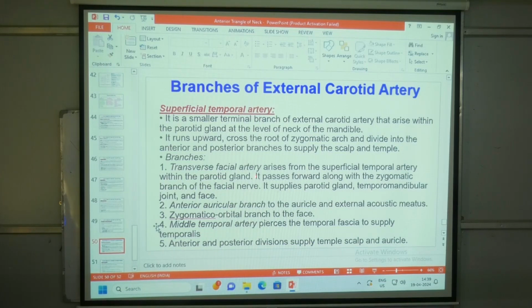Okay, transverse facial artery. It comes out from the anterior border of the parotid gland. Arises from the superficial temporal artery within the parotid gland, passes forward along with the zygomatic branch of the facial nerve, supplies the parotid gland, temporomandibular joint and the face. Then anterior auricular branch to the auricle and external acoustic meatus. Zygomatico-orbital branch to the face. Middle temporal artery pierces the temporal fossa to supply the temporalis muscle. Then anterior and posterior divisions supply the temple, scalp and auricle.